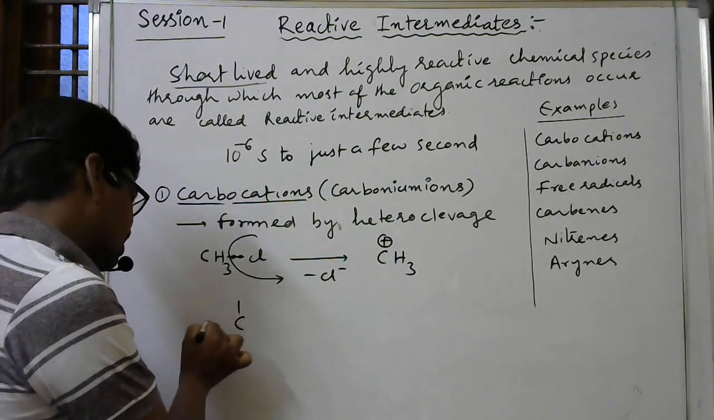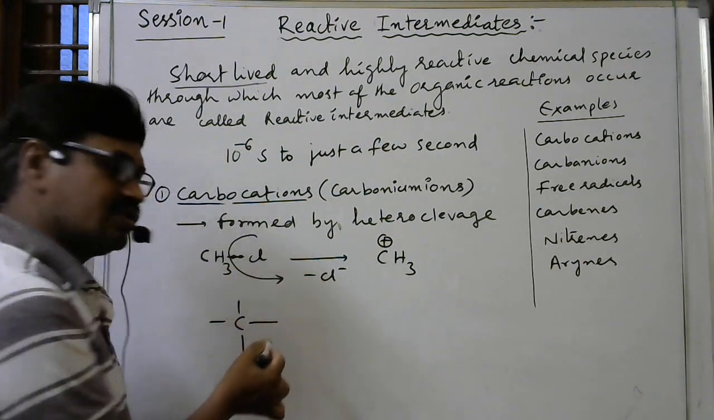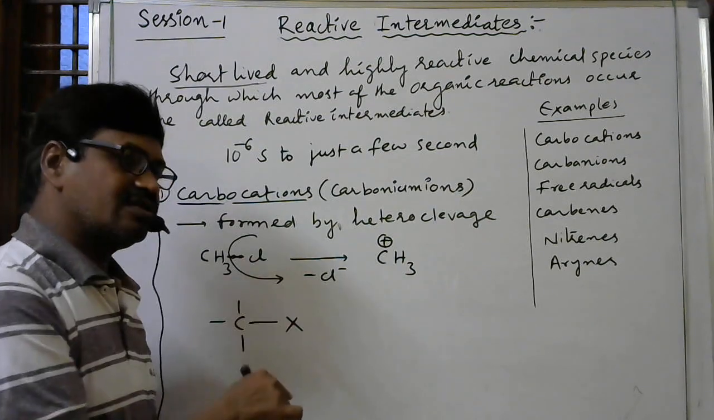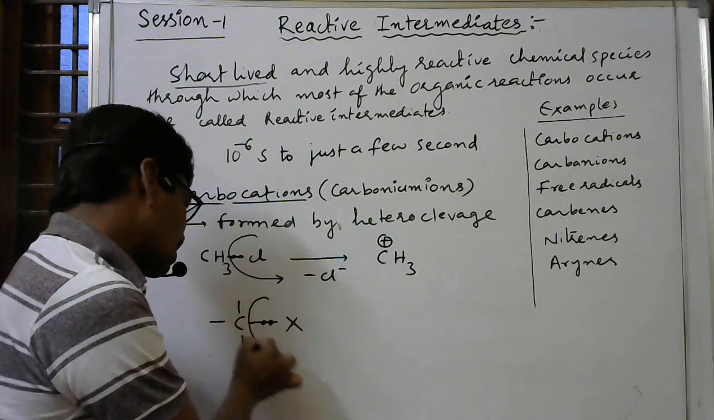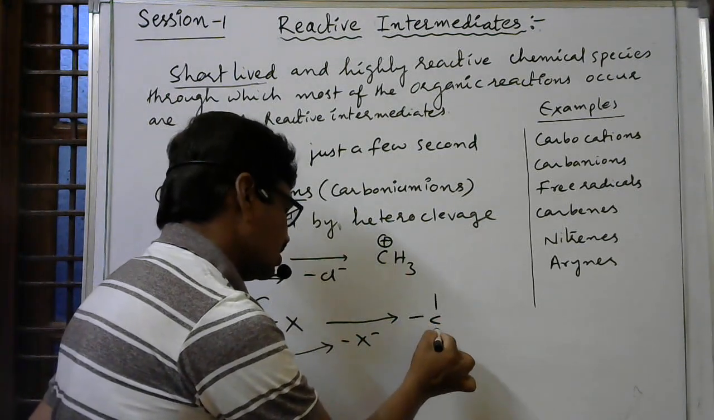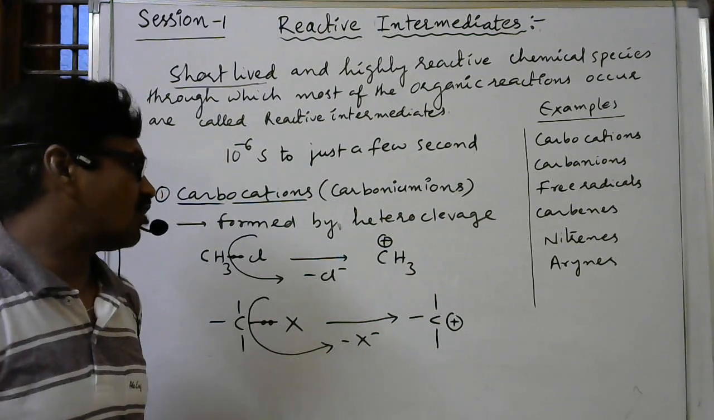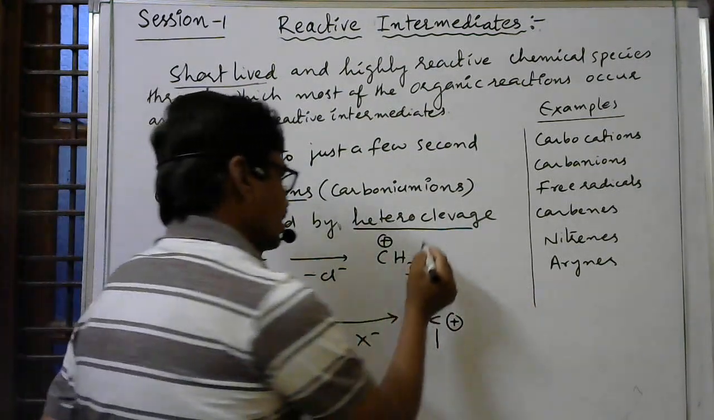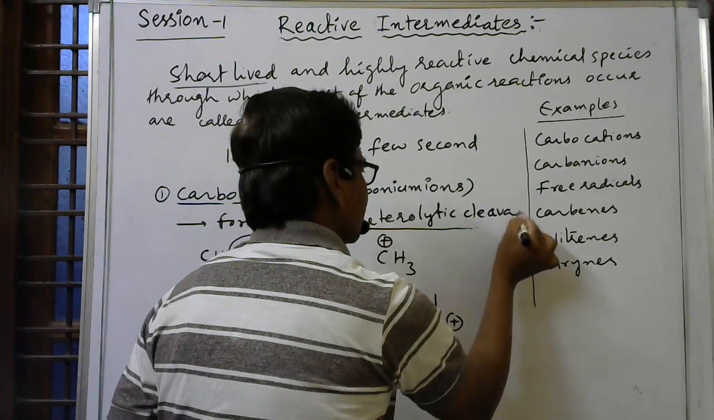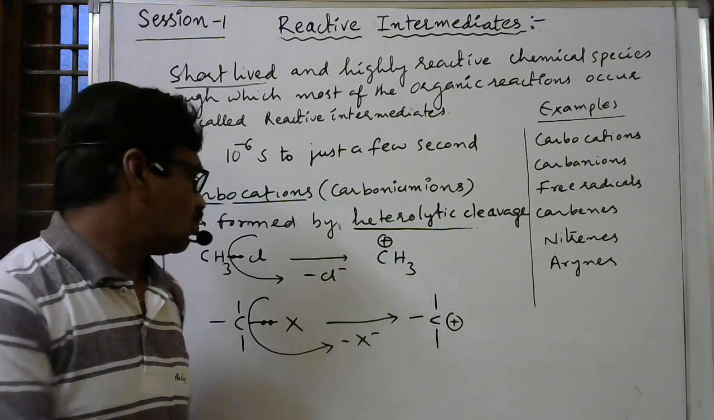Similarly, here I am writing three groups, maybe hydrogens, maybe R groups, maybe anything. This carbon is directly attached to another group, which I am writing as X, which has more electronegativity than carbon. So these two bonded electrons move along with X, and X is eliminated as X minus. Then on carbon there will be a positive charge. This is called a carbonium ion. In this way, carbonium ions are formed by heterolytic cleavage when carbon is attached to a more electronegative atom.